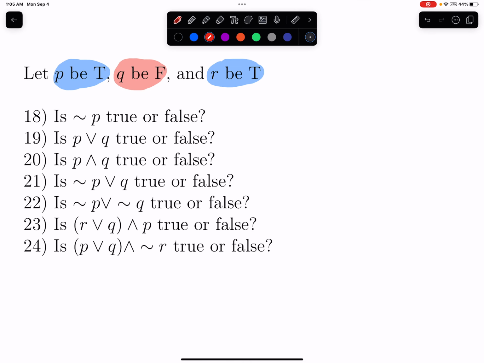Okay. So where we're at, number 21. I'm going to just copy down the statement with the truth values instead. So instead of negation P, I'm going to write negation of true, or Q, which is false. All right, here we're going to use a little order of operations. The negation comes before the or.